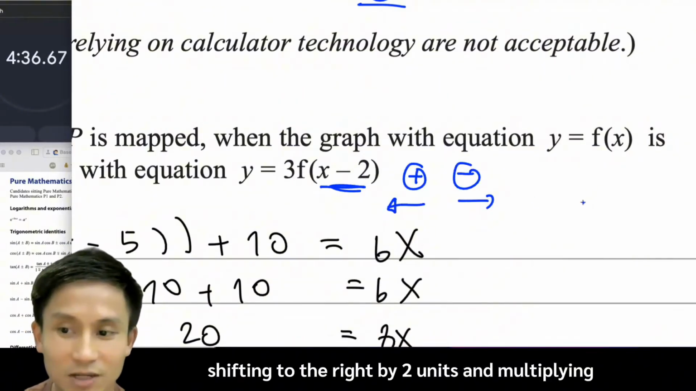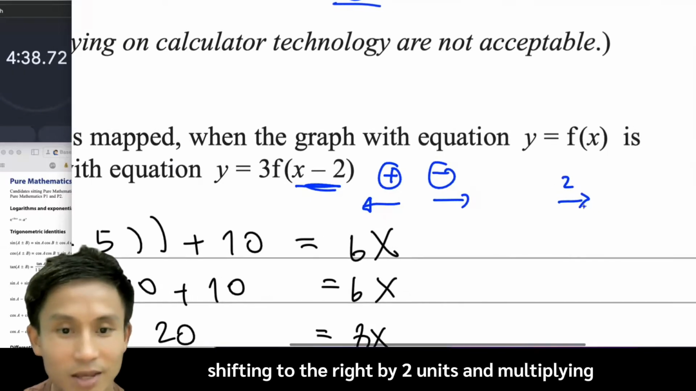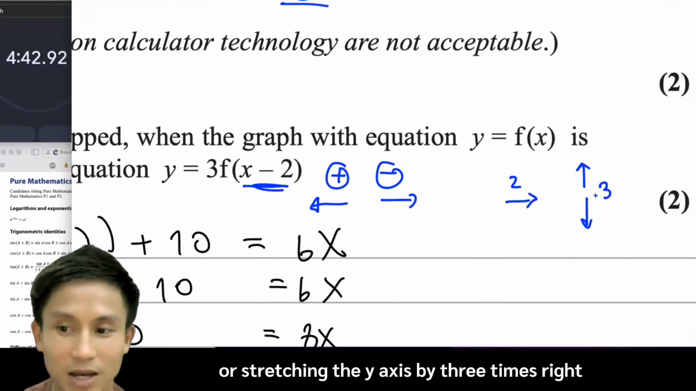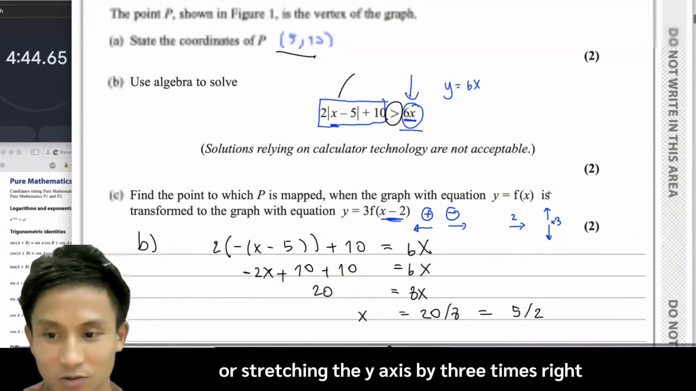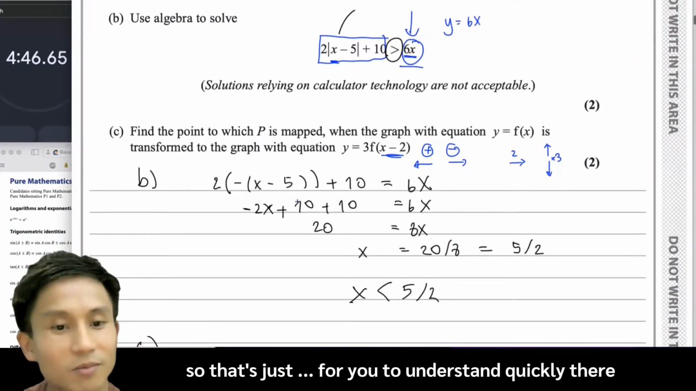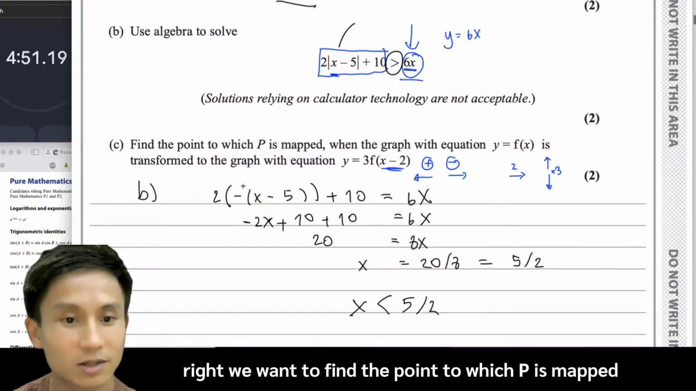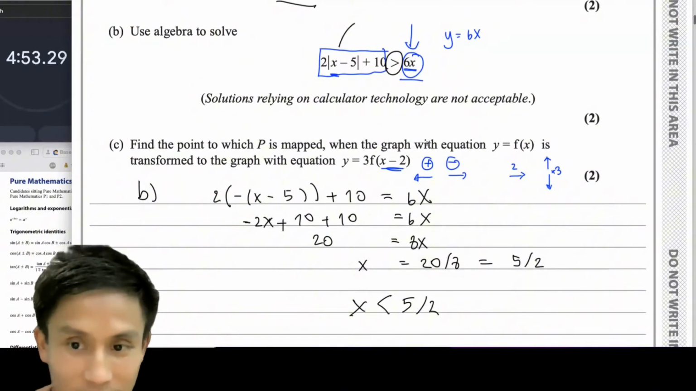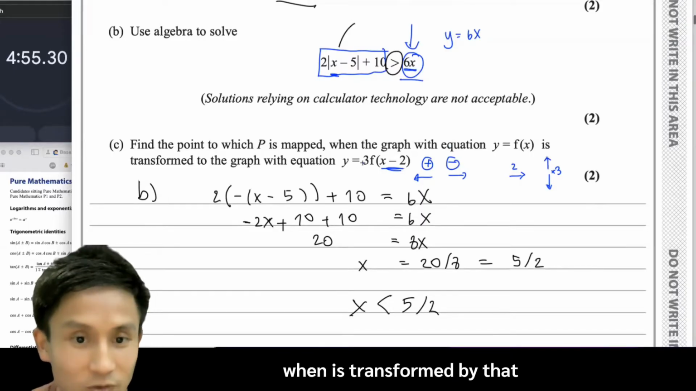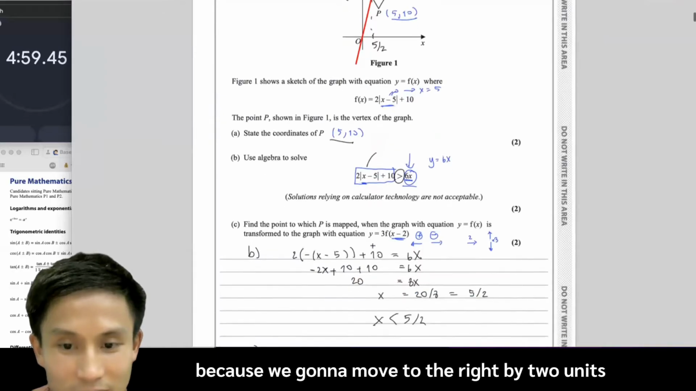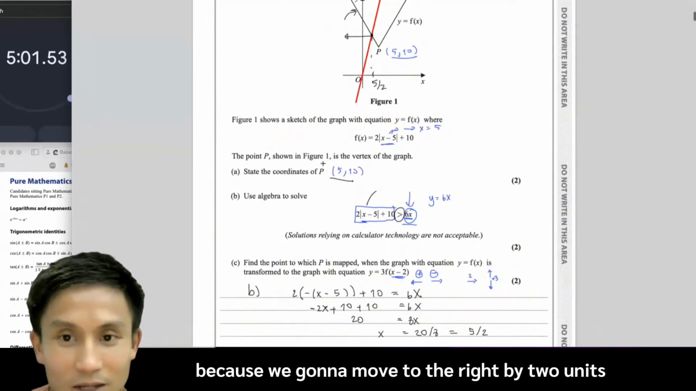So this is saying shifting to the right by 2 units and multiplying, or stretching the y-axis, by 3 times, right? So that's just for you to understand quickly there. We want to find the point to which P is mapped when it's transformed by that. So P is going to be mapped by what? Because we're going to move to the right by 2 units.